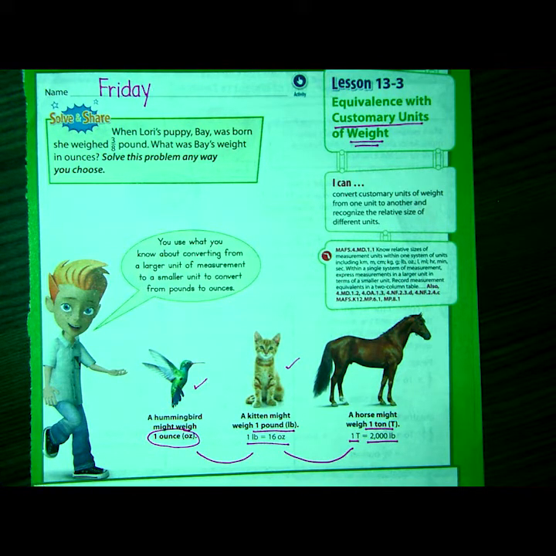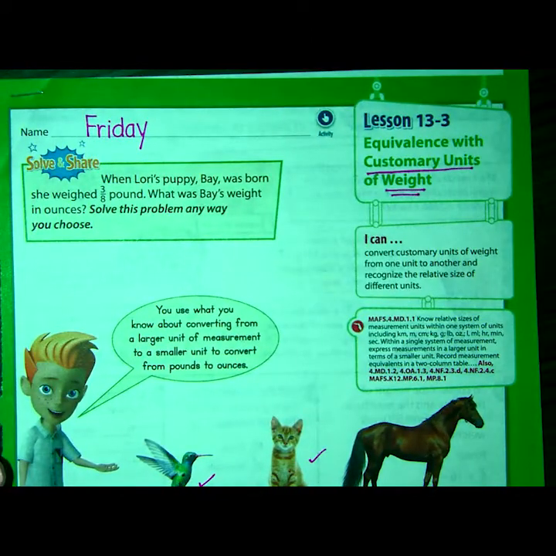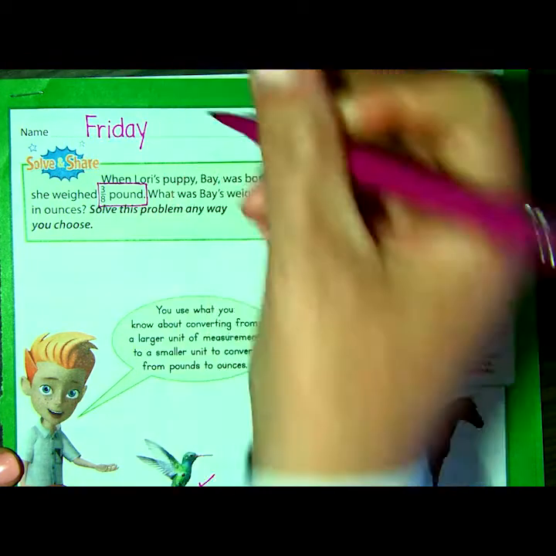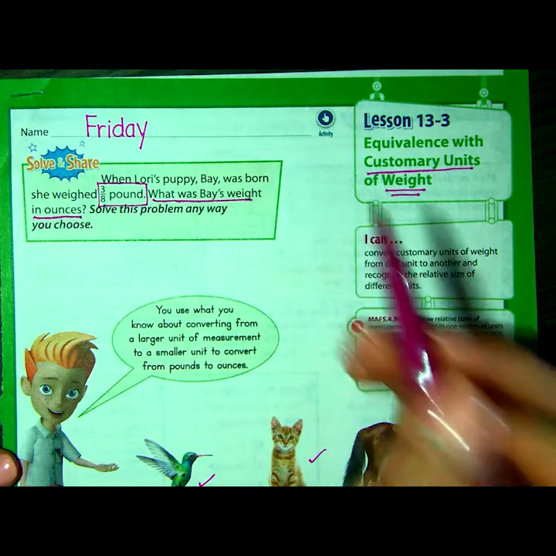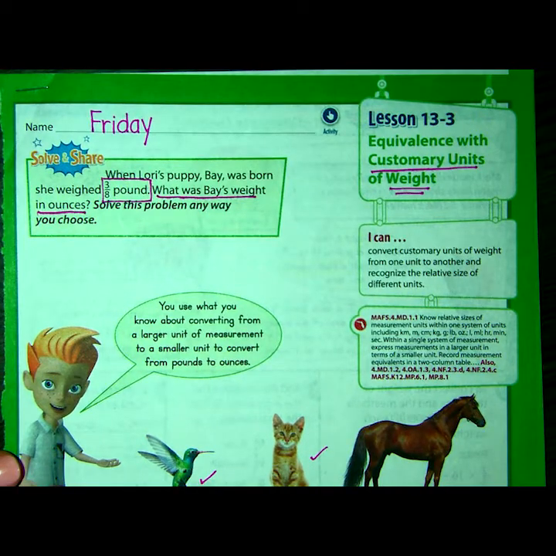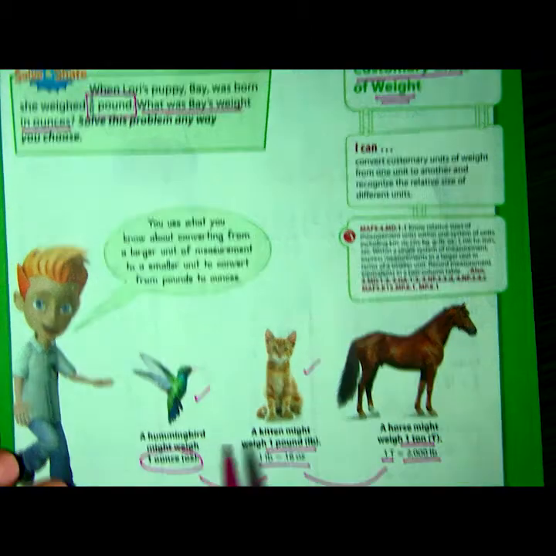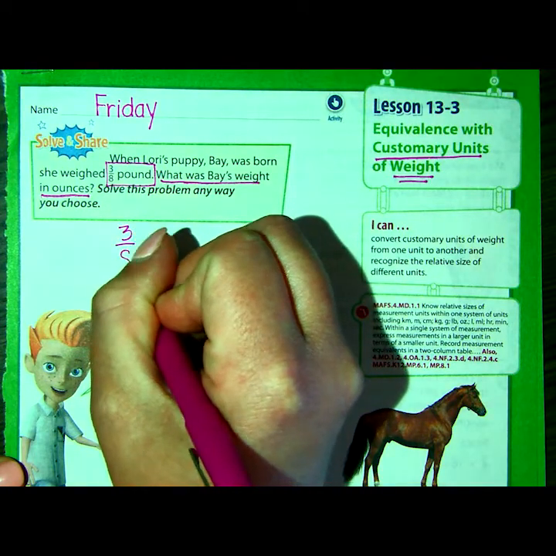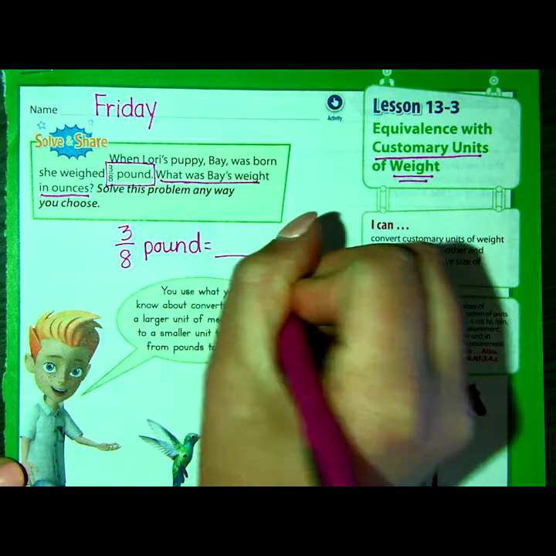Well, let's look at the first question here. Zoom in on this one. When Lori's puppy Bay was born, she weighed 3/8 of a pound. So not quite a whole pound, but 3/8. What was Bay's weight in ounces? Well, I know that going from pounds to ounces, I'm going from a larger unit of measurement back down to a smaller. So I'm going to have to multiply. So 3/8 of a pound is equal to how many ounces?